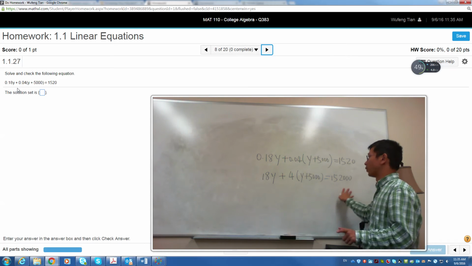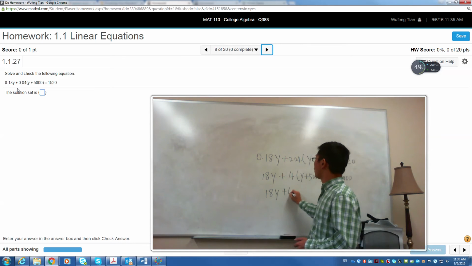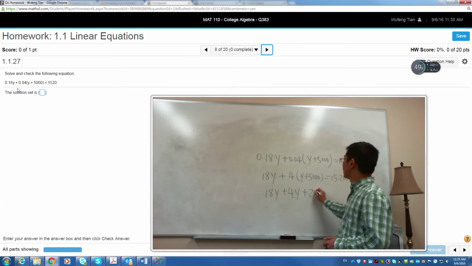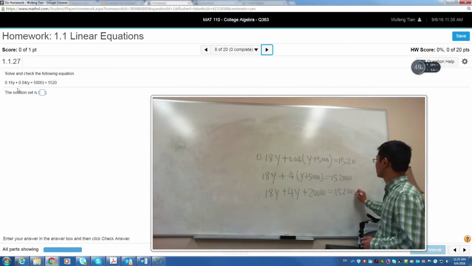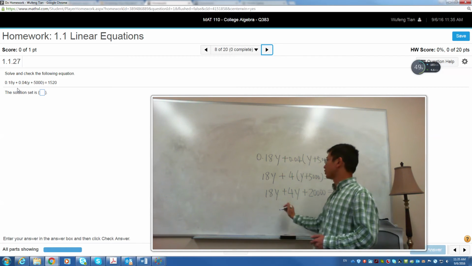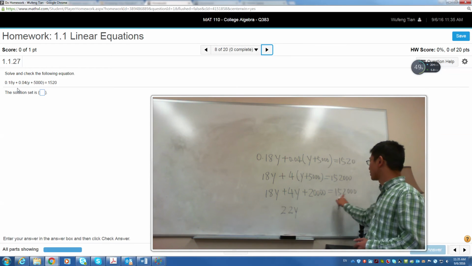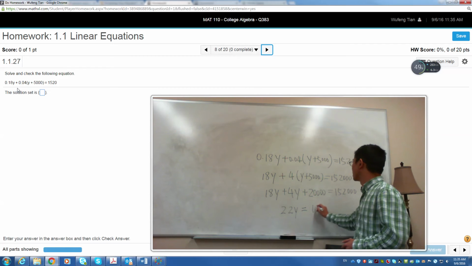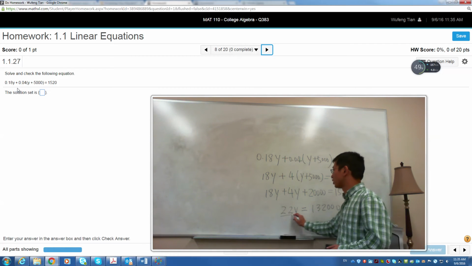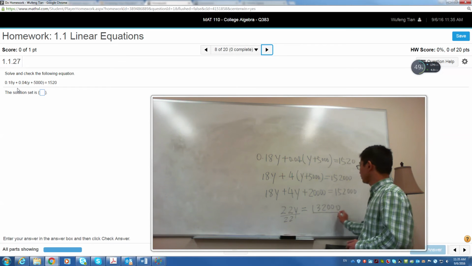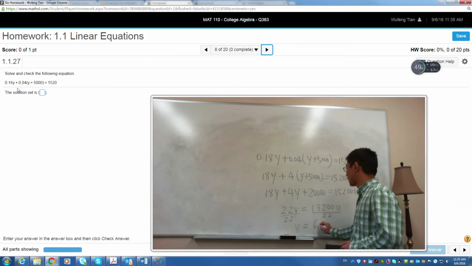There's no decimals anymore. You combine like terms. So it's 18y plus 4y plus 20,000 equals 152,000. So combine these two, you have 22y. Subtract 20,000 from both sides, so it equals 132,000. So divide both sides by 22, so you get y equals 6,000.